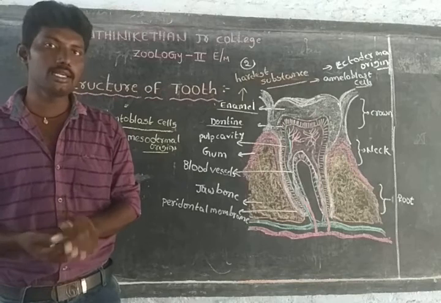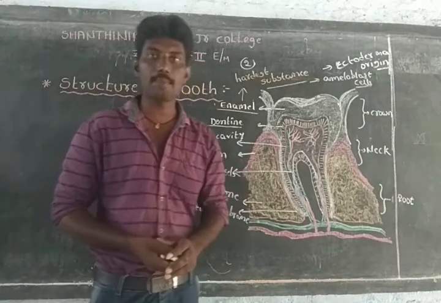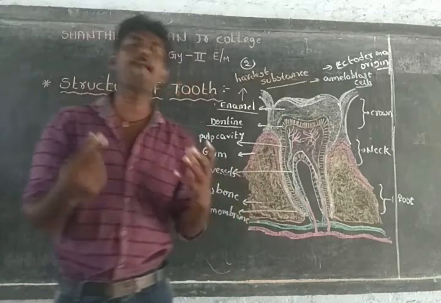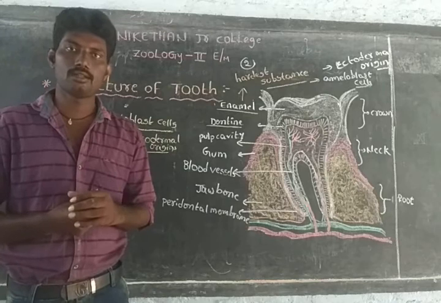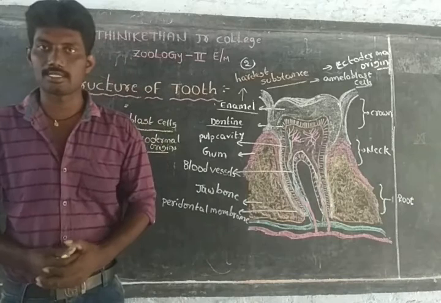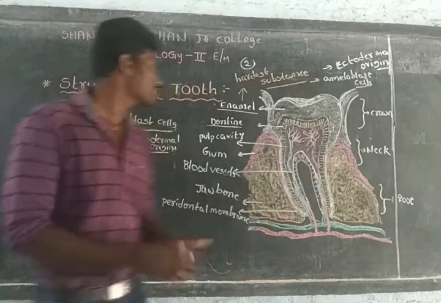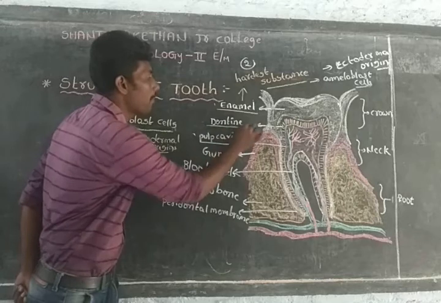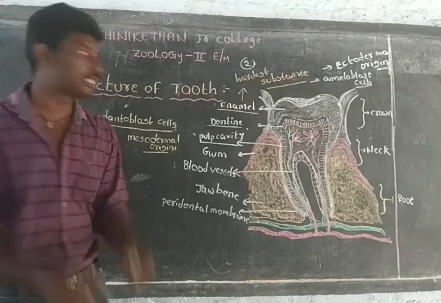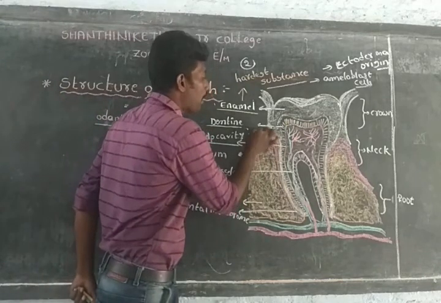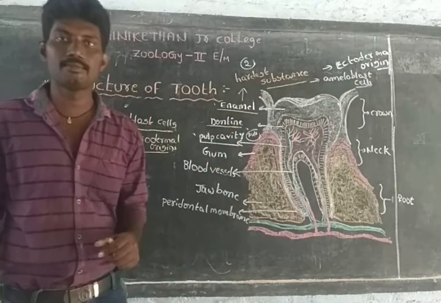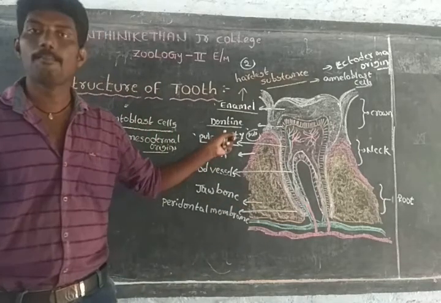Now we observe the inner part of the tooth. There are cavity-like structures. Cavity means empty places. This cavity is known as the pulp cavity. The pulp cavity is totally filled with pulp. Pulp means odontoblast cells, blood vessels, and nerves.